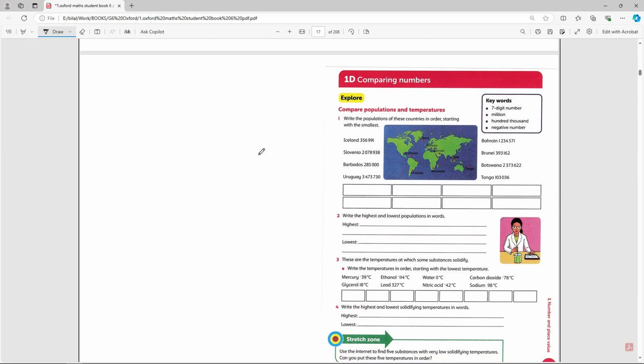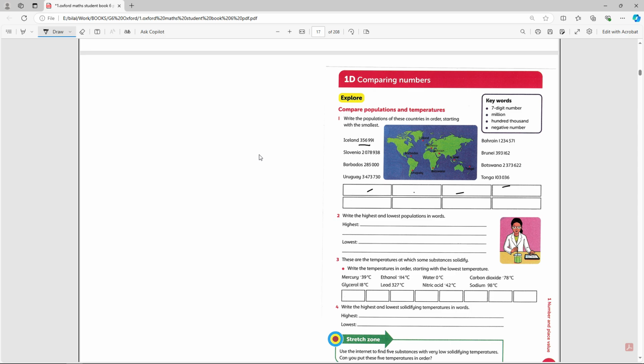Here you compare between the countries. You have here, for example, 356,991, 1,078,938, 285,000, 3,473,730. And then here you have many countries. You're going to put these numbers here, here, here, and here. And then you're going to write the highest in here.